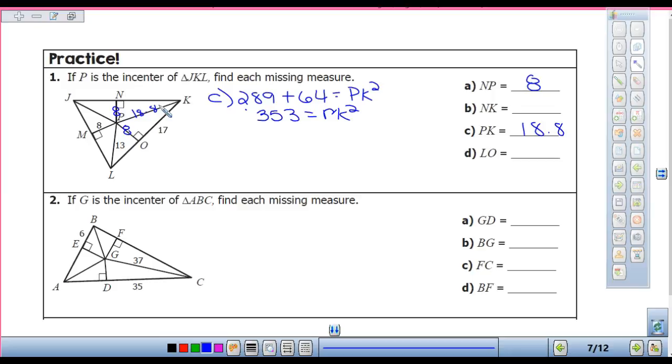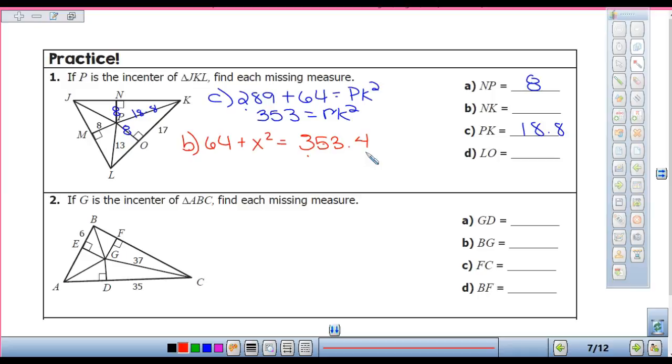Okay, so now do we have enough information to find NK, Morgan? Well, we gotta find out. We can't just assume that though. Okay? So what do we have to do now? Pythagorean theorem. Okay, so 64 plus NK squared equals 18.8 squared, which is what? 353.4.